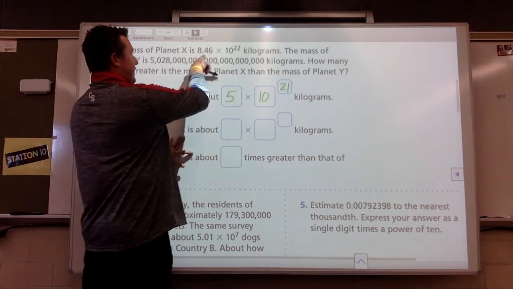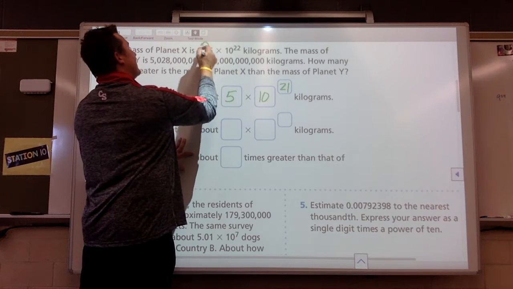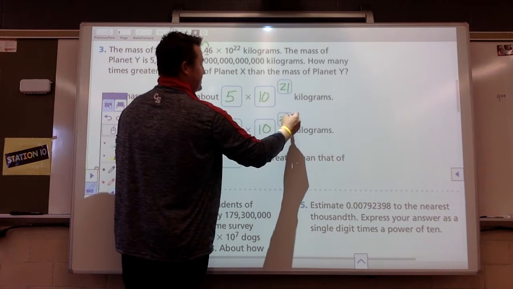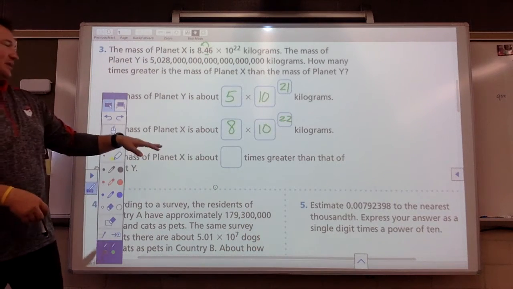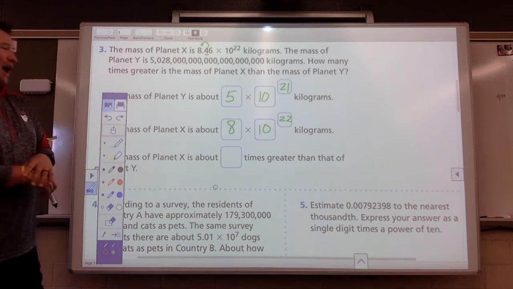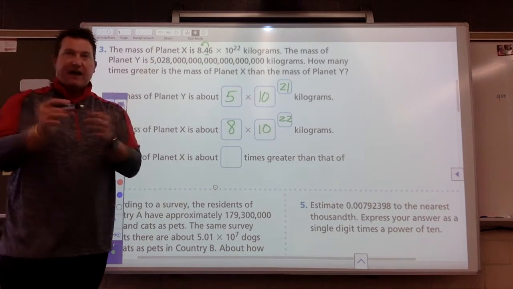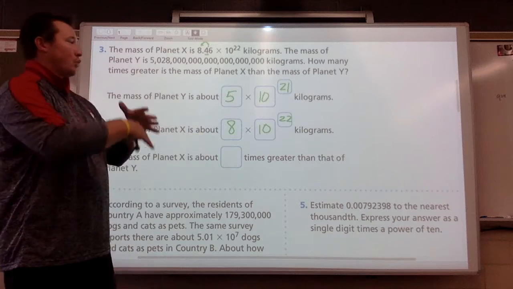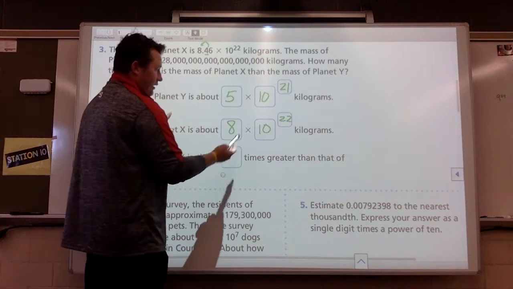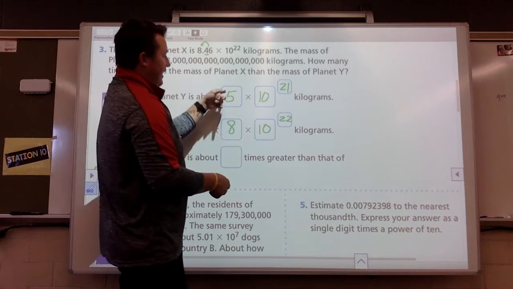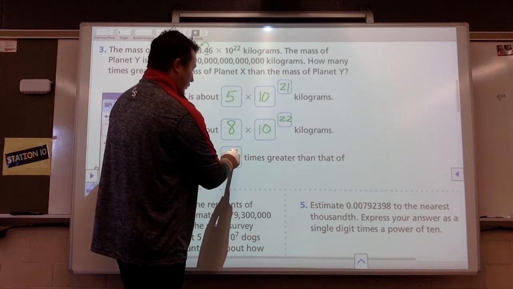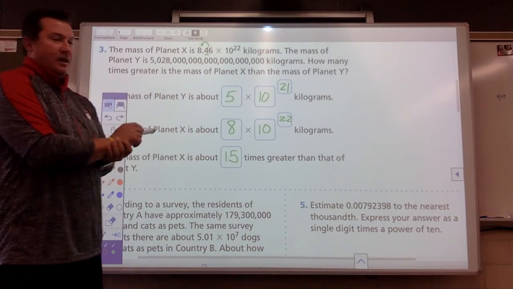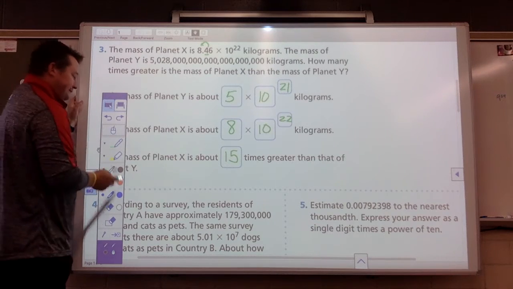Planet X, here's its number. Is this 4 going to round that up? No. So we're just going to leave it as 8 times 10 to the 22nd. The mass of planet X is about how many times greater? Times greater means divide, guys. Take the bigger number, divide that by the smaller number. So this divided by this is roughly, again, we can divide these numbers. We got a power of 10. We're going to end up with roughly 15, 16, somewhere in that neighborhood, times greater.